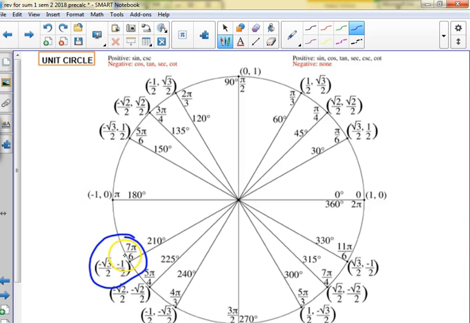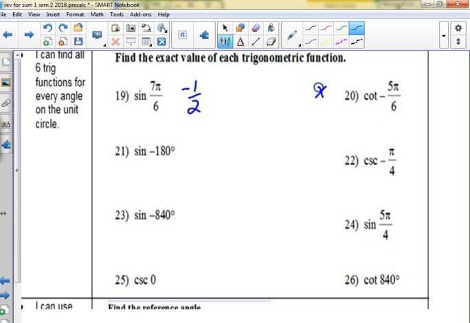Cotangent, which is x over y. This is x over y. And you can ignore your denominators because they will cancel out. So we get positive square root of 3. Is that right, guys? Okay.